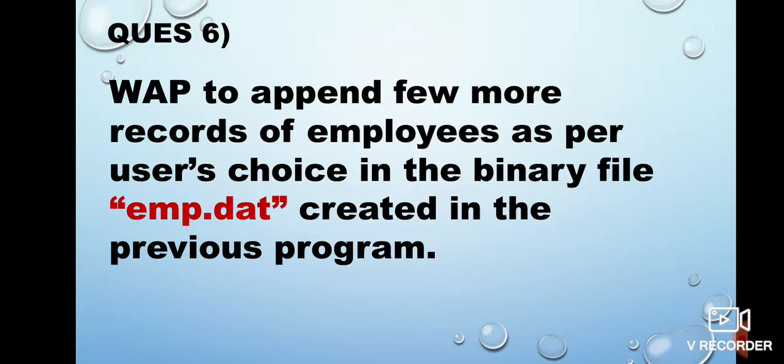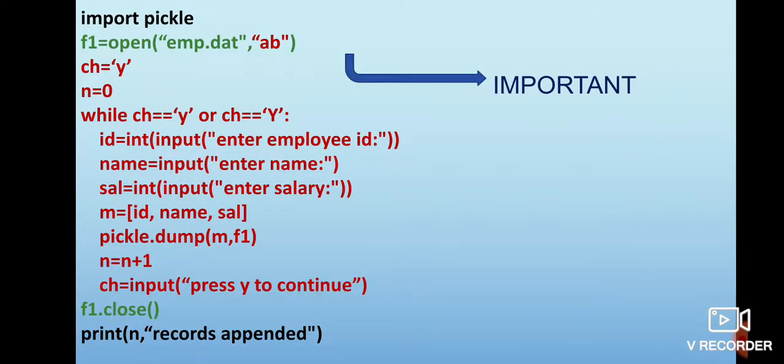So I am considering that this file is already there with me and I have to add more records in this file, not just 3. Again, as per user choice, suppose the user wants to add 2, 3, 4, 5 records, it is up to the user. So we will be asking the user whether they want to add more records or not, and this way we are going to do this program. See the program. First of all, I am importing the pickle module because I will be using the dump function, and then I am opening the file.